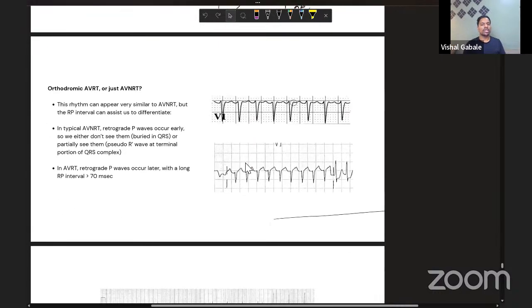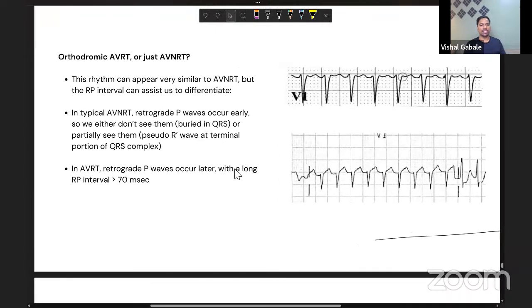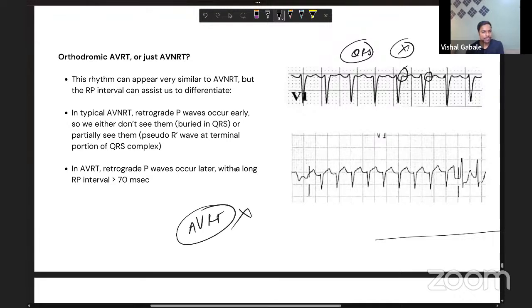Now, when seeing the ECG, there might be confusion. Is it AVRT or AVNRT? How to identify that? It's very easy to say. As you can see here, there is an appearance of the P wave after QRS, which will not be there in case of AVNRT. Along with that, in AVRT there will be a prolonged RP interval.